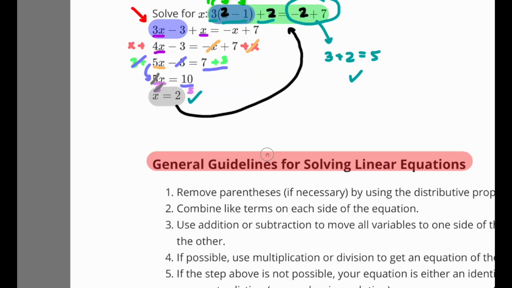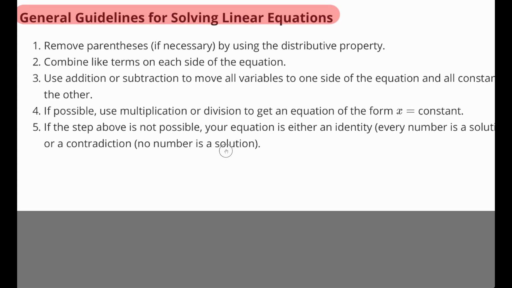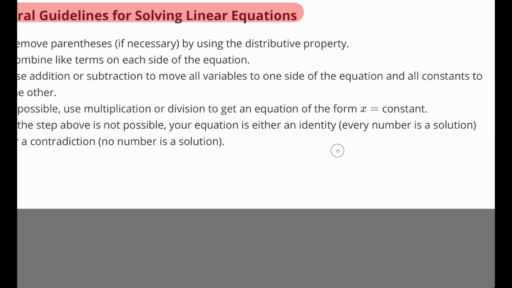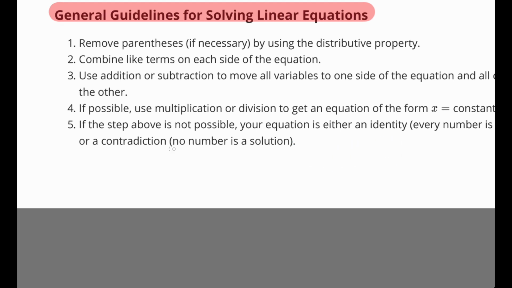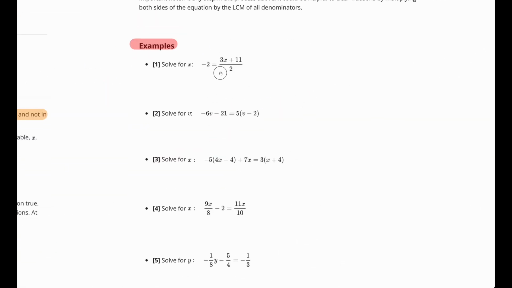Let me zoom out here. If possible, okay, we already talked about that. If the step above is not possible, your equation either has an identity, which means every number is a solution, so it's infinitely many solutions, or a contradiction where there's no number that's a solution. And again, we're going to go over all those different kinds of solutions in just a second with these other example problems. Okay, so that's that first page. Let's go to this page over here.